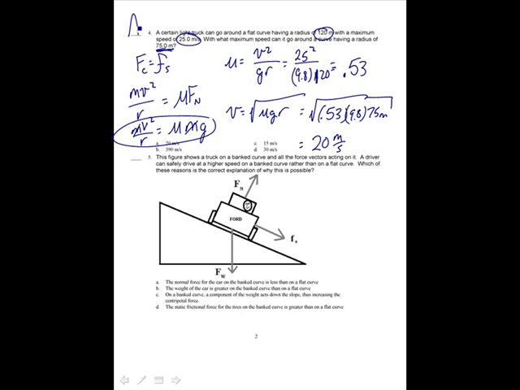So the answer for number 4 is A. This figure shows a truck on a banked curve and all the force vectors acting on it. A driver can safely drive at a higher speed on a banked curve rather than on a flat curve. Which of these reasons is the correct explanation of why this is possible?